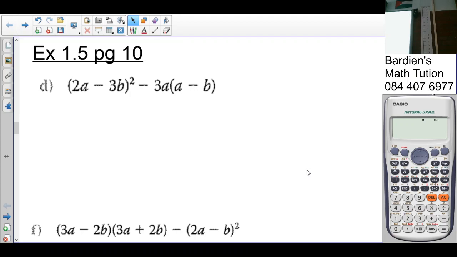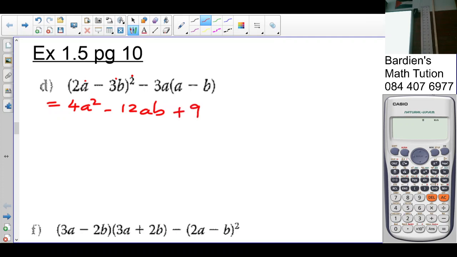Okay, you guys finished the first one? Yes. So, can I apply any rule here? Yes, it's a binomial square. What does the binomial square tell us? Square the first term, which is going to give us 4a squared. First term times second term times 2. So 2a times negative 3b is negative 6ab. Times 2 is negative 12ab. The last term squared will always be positive, 9b squared.